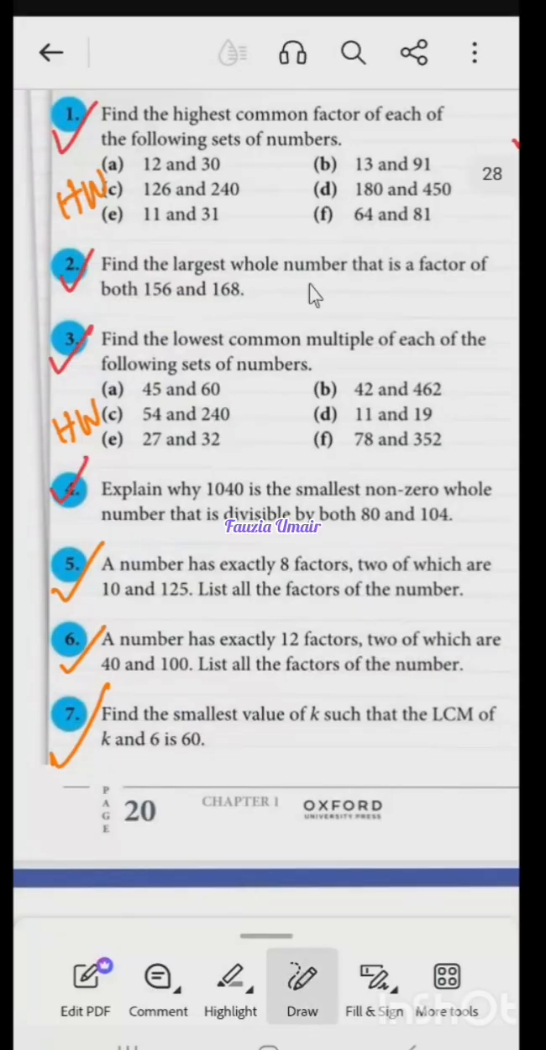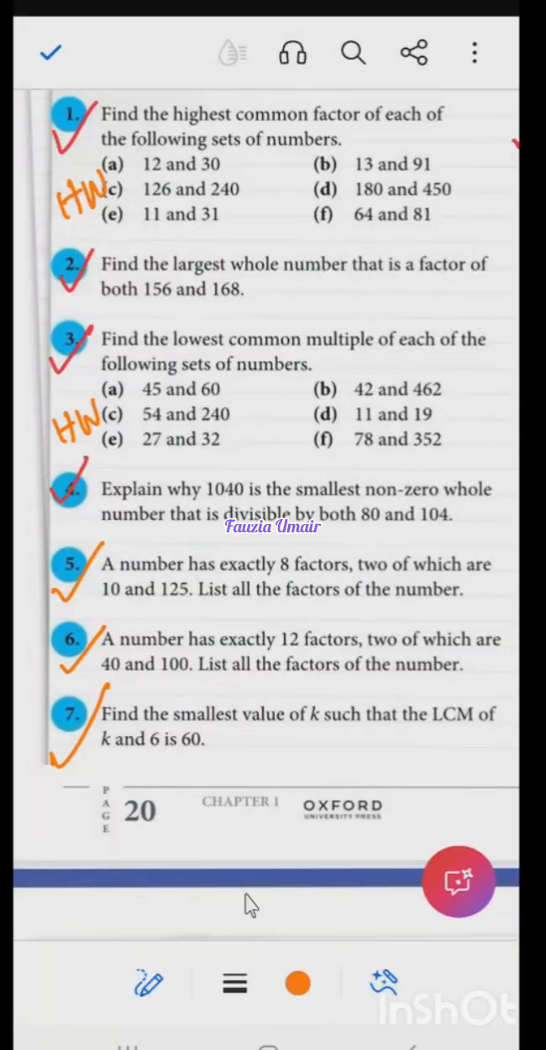What we need to find out? Largest whole number that is a factor. So we need to find out HCF. ठीक है, largest whole number that is a factor. ये दोनों नंबर हमें हिंट दे रहे हैं. Largest whole number that is a factor of both. ठीक है, so we need to find HCF of 156 and 168.